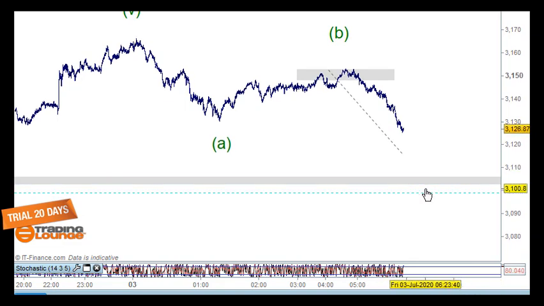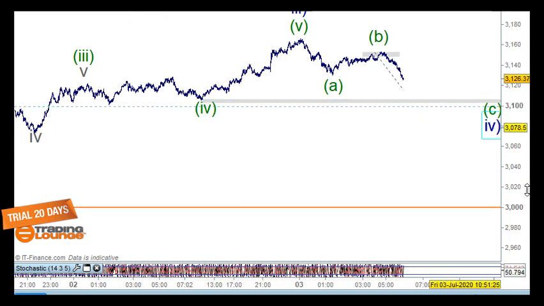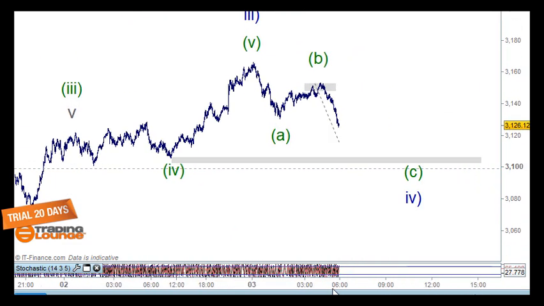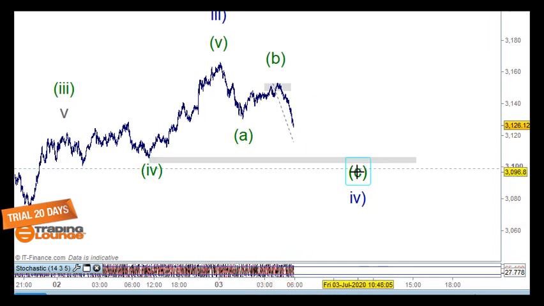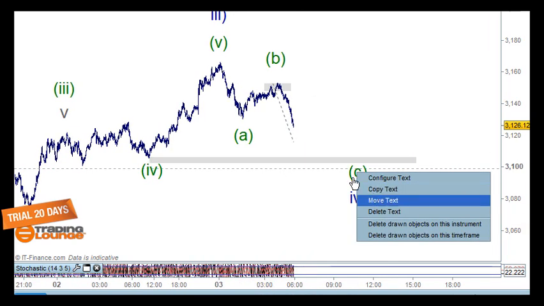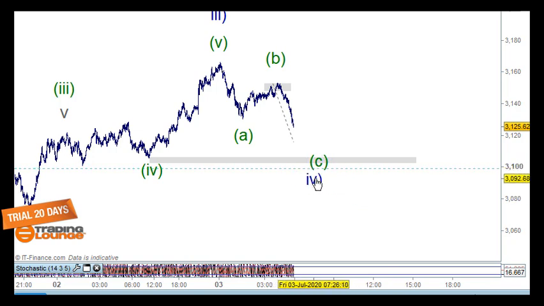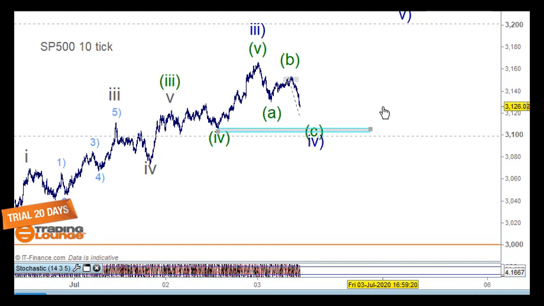It can pull down to this box here, the 38.2% retracement level here, but we want this to play out here. This is just 1 degree higher in the count, but don't worry about that. And then one more move to the upside there for that.